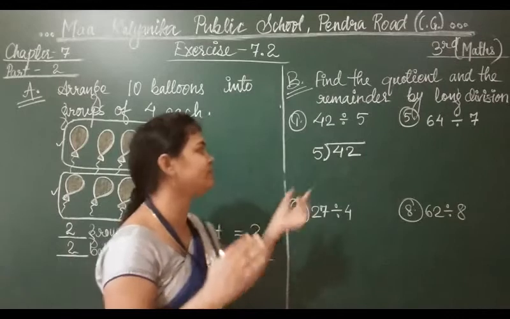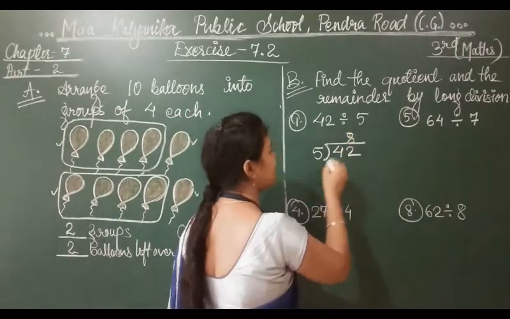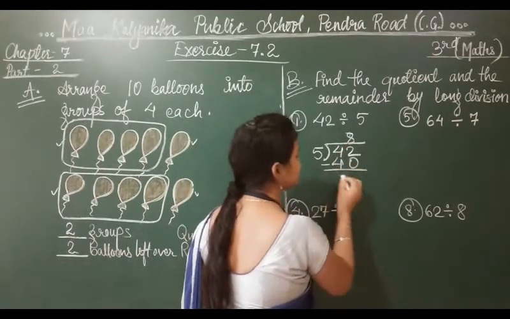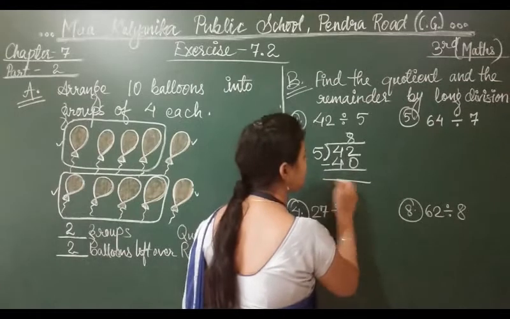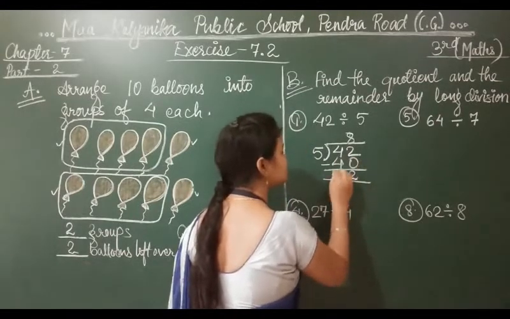9s are 45, which is greater. So 8s we will take. I am writing 8 over here. 5 8s are 40. And what is left? We will subtract here. As no number is there, I will close it. 2 minus 0 is 2 and 4 minus 4 is 0.